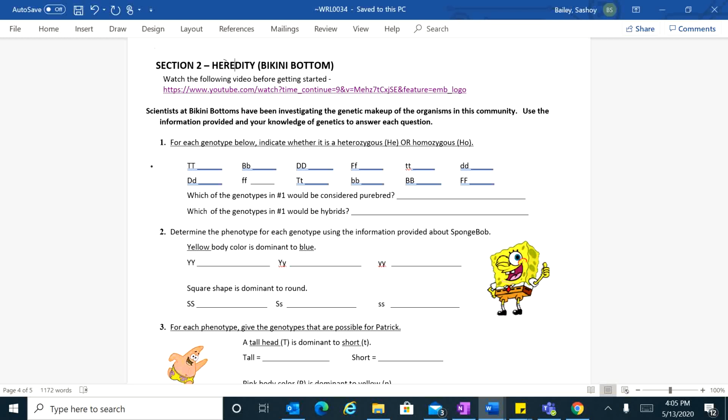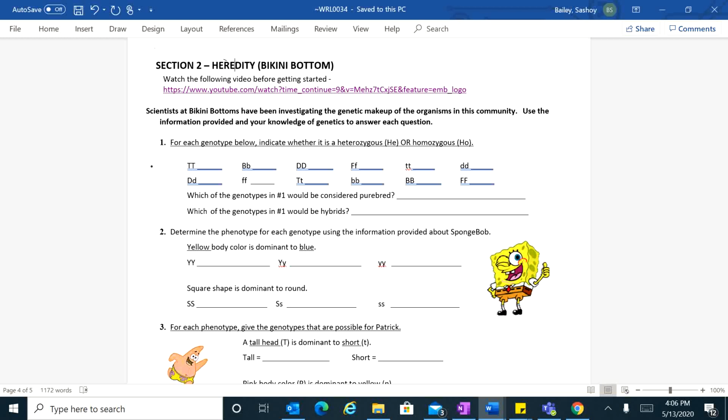Okay, so for number 1, it's asking whether each of the genotypes is heterozygous or homozygous. Heterozygous means that you have two alleles that are different, and homozygous means that you have two alleles that are the same. So the way that you're going to represent these is by putting an HE next to the ones that are heterozygous and putting HO next to the ones that are homozygous.